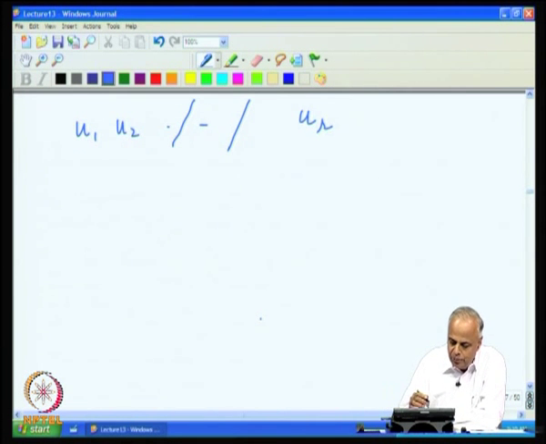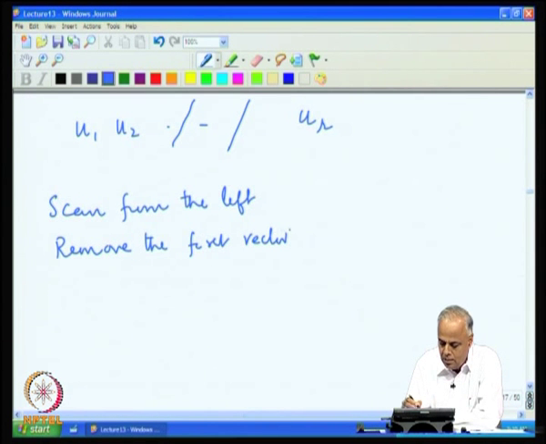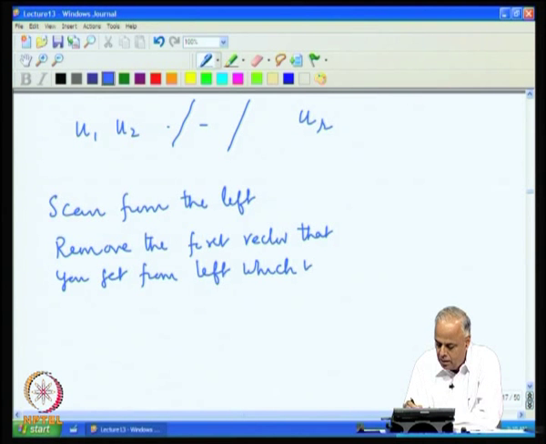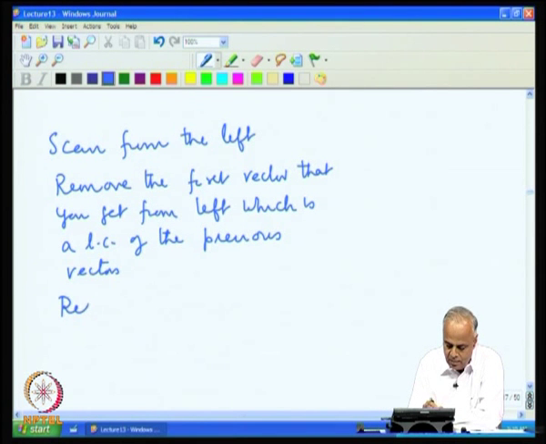So how do we do this? So therefore scan from the left, remove the first vector that you get from left, which is a linear combination of the previous vectors, repeat the process on the remaining subset.